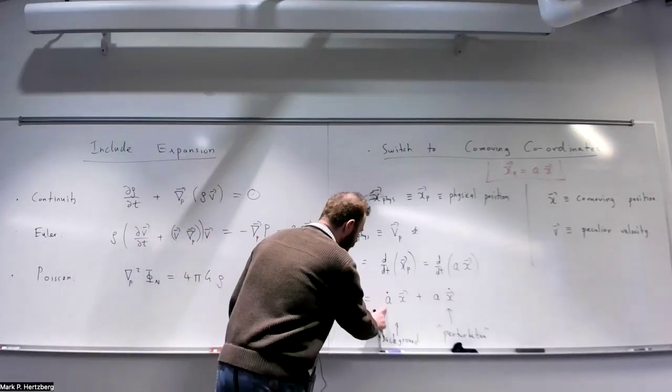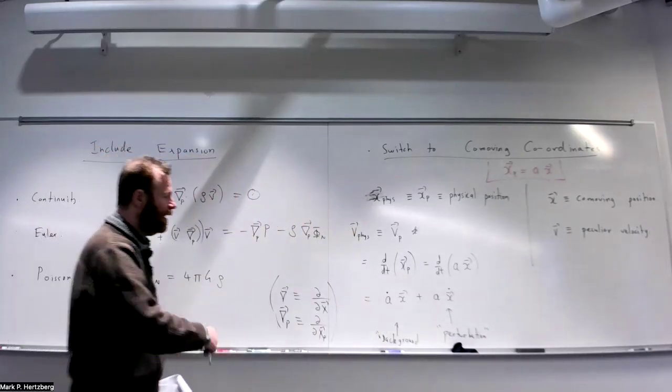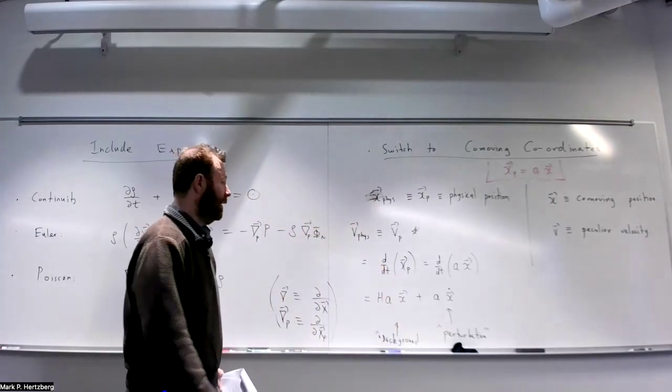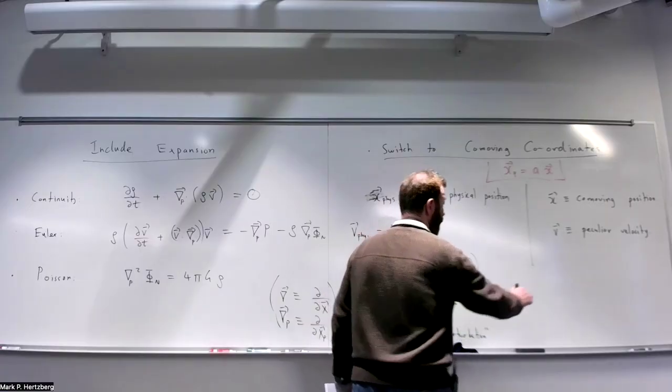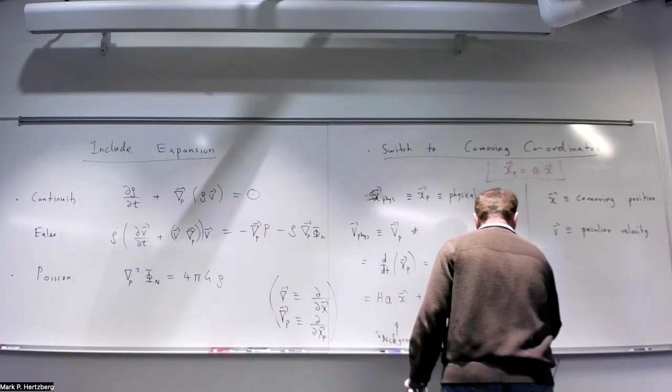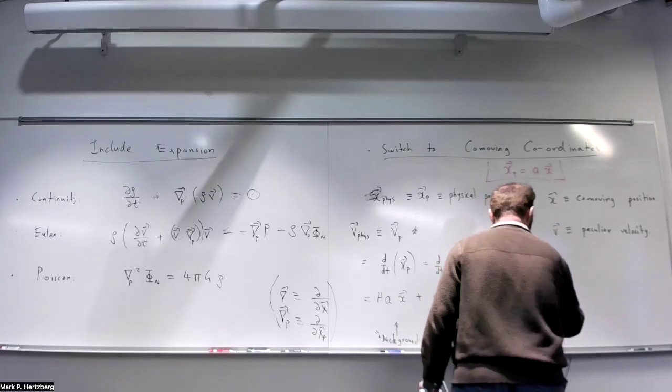All right, this one, a dot, I'm going to rewrite that as h times a, because I can. And this thing here, we just call that our velocity. So we're going to write this as h a x plus v.